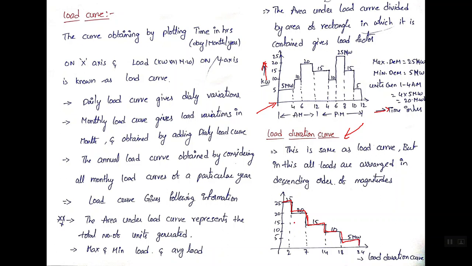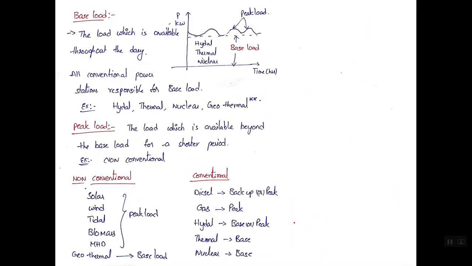And the next one, what is base load and what is peak load, we have already discussed. Here I have given some important base load and peak load plants. Here the non-conventional plants are peak load plants, friends. Non-conventional plants are peak load except geothermal. So that's why this is the most important one. Geothermal works as base load.